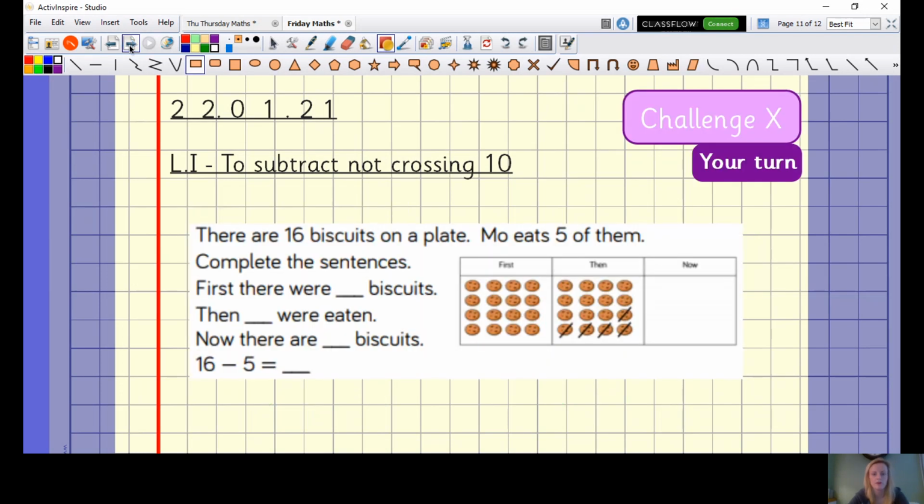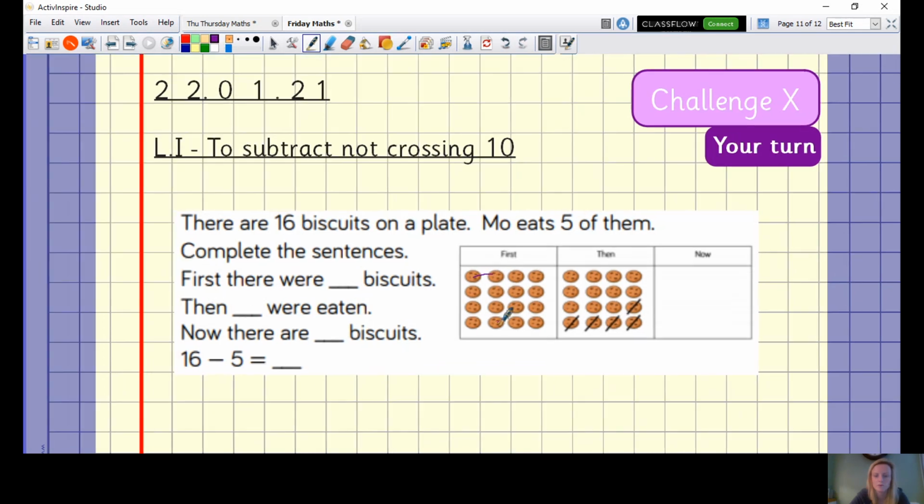Okay, right, your final challenge is here. There are 16 biscuits on a plate. Shall we check? Of course, we always need to check. So we've got, shall we count in twos? 2, 4, 6, 8, 10, 12, 14, 16. So that's right. Mo eats 5 of them. 1, 2, 3, 4, 5. Complete the number sentence. Okay, so you would draw them out yourselves.